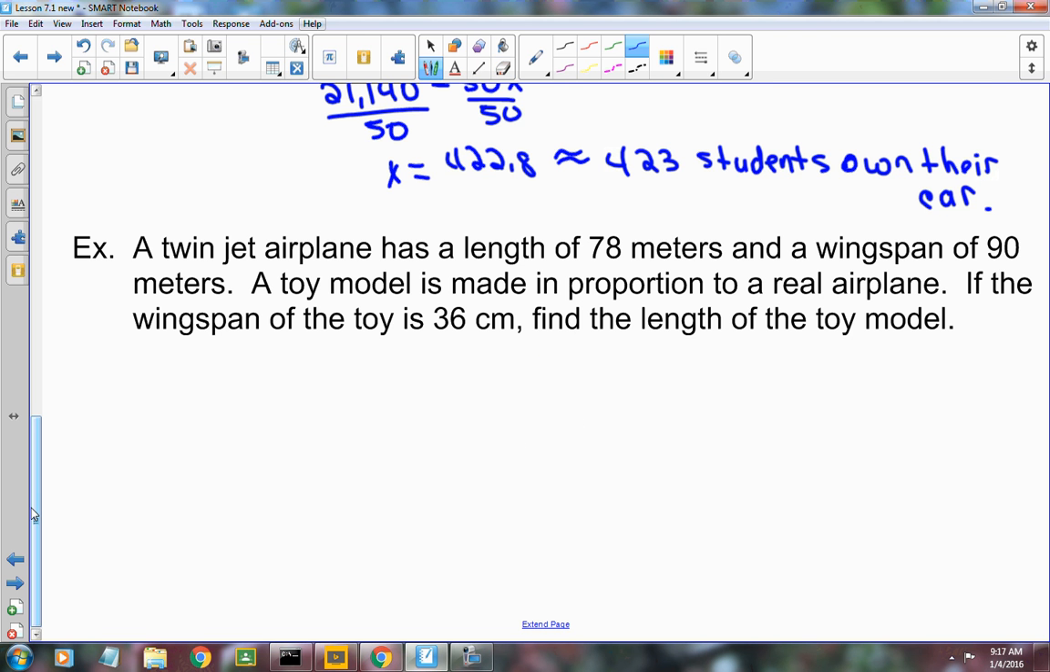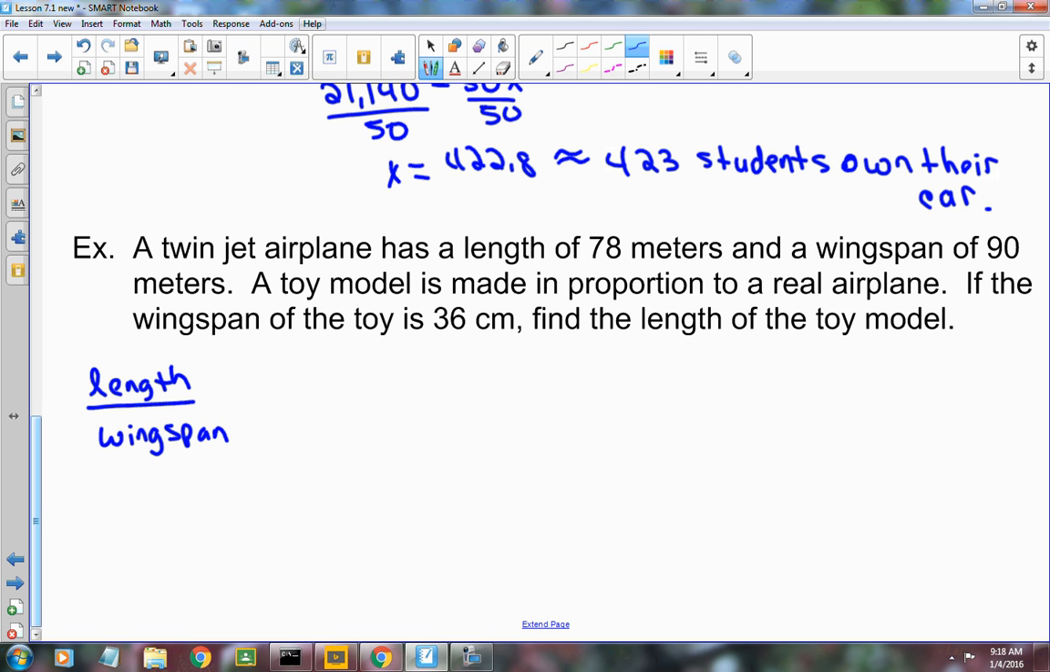Okay, what are we comparing here? What'd you say? The length to the wingspan? Okay, all right, that's one thing that we're comparing. The length to the wingspan. We're also comparing an actual airplane to a toy airplane, right? Okay, so we really got two different things that we're comparing. But let's go with length to wingspan.